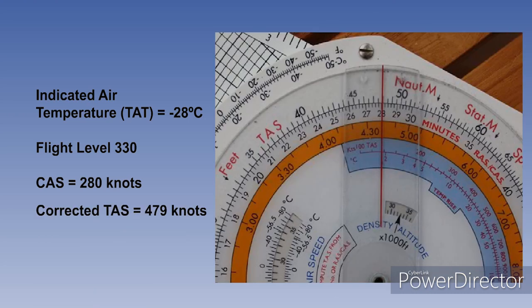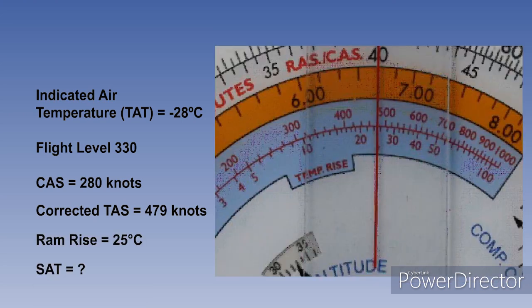You should have found 479 knots. Now go back to the blue scale and set the cursor on 479 knots. What ram rise does this give us? You should have found an answer of 25 degrees.